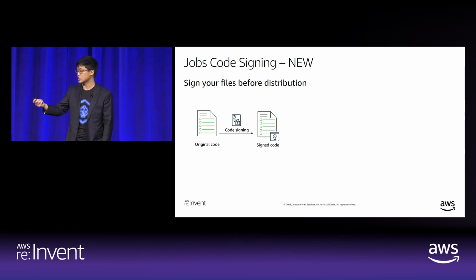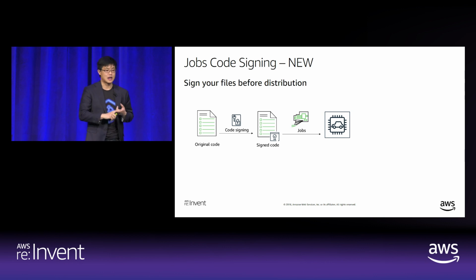And that code signing signature, that signed file, includes a few details such as an encrypted hash, the hash algorithm that we use to be able to sign that file, as well as the original code location that your device is going to be able to pull from. And then you can take that signed code file and distribute it out to your devices using a job.